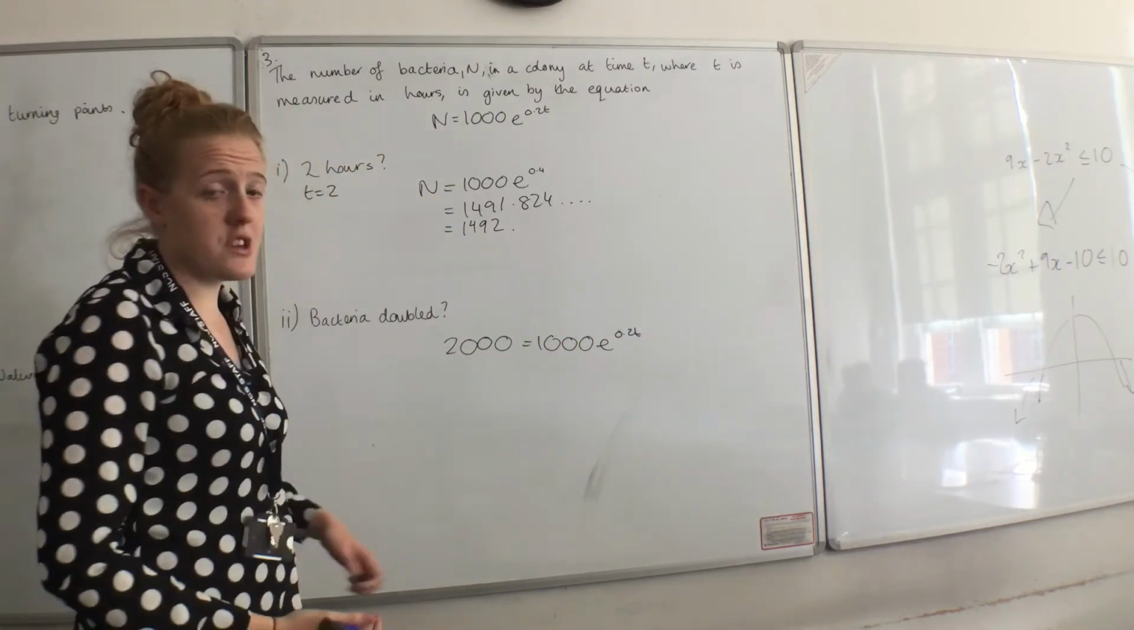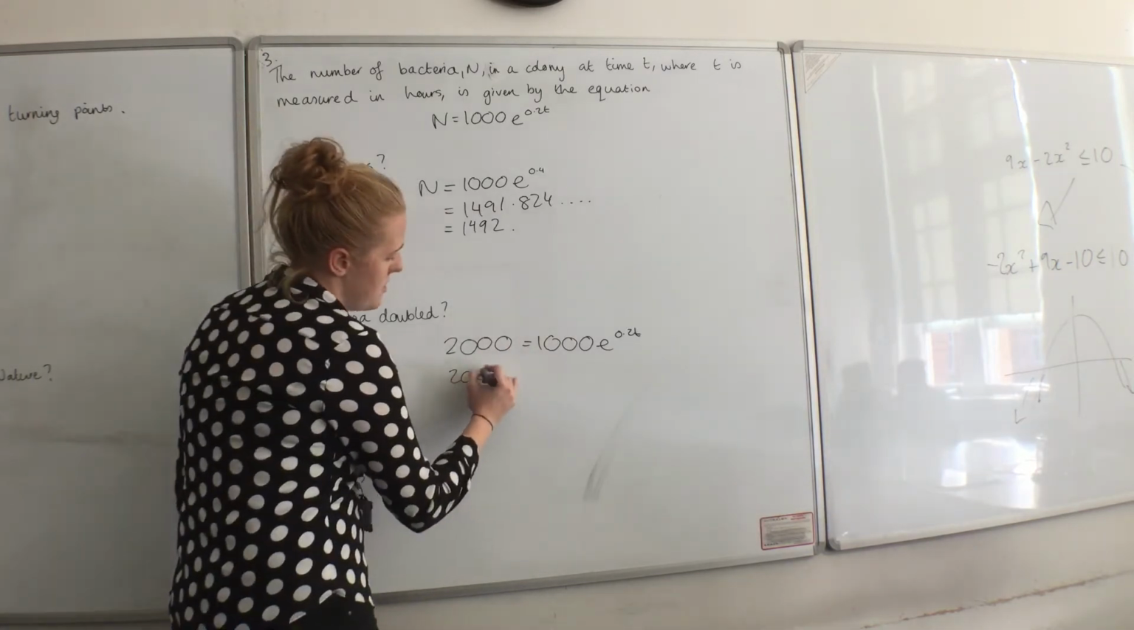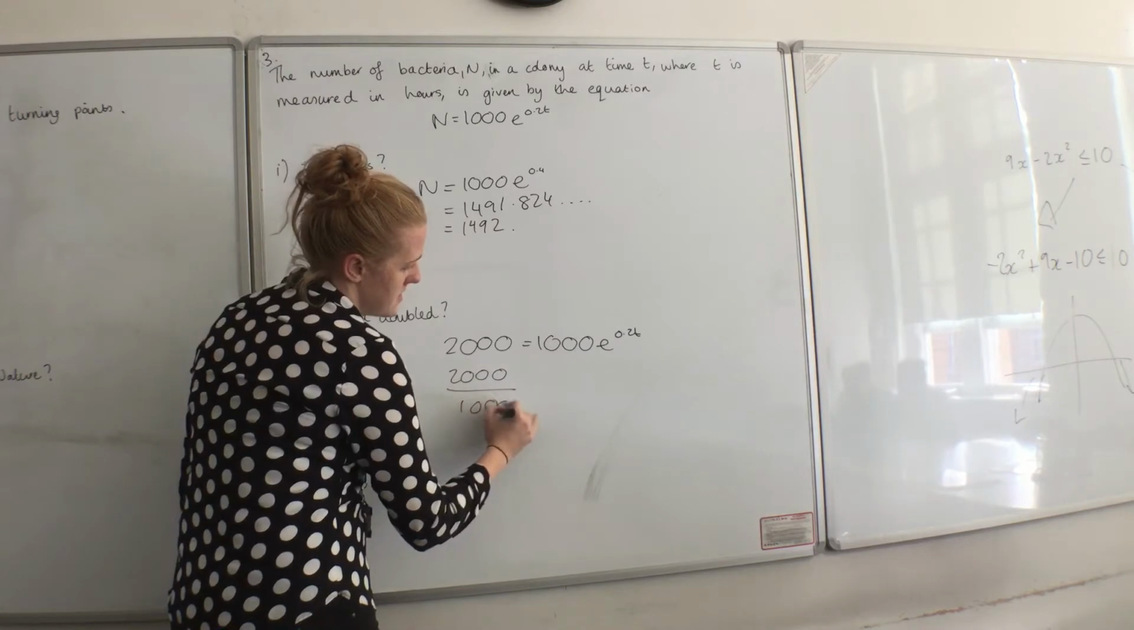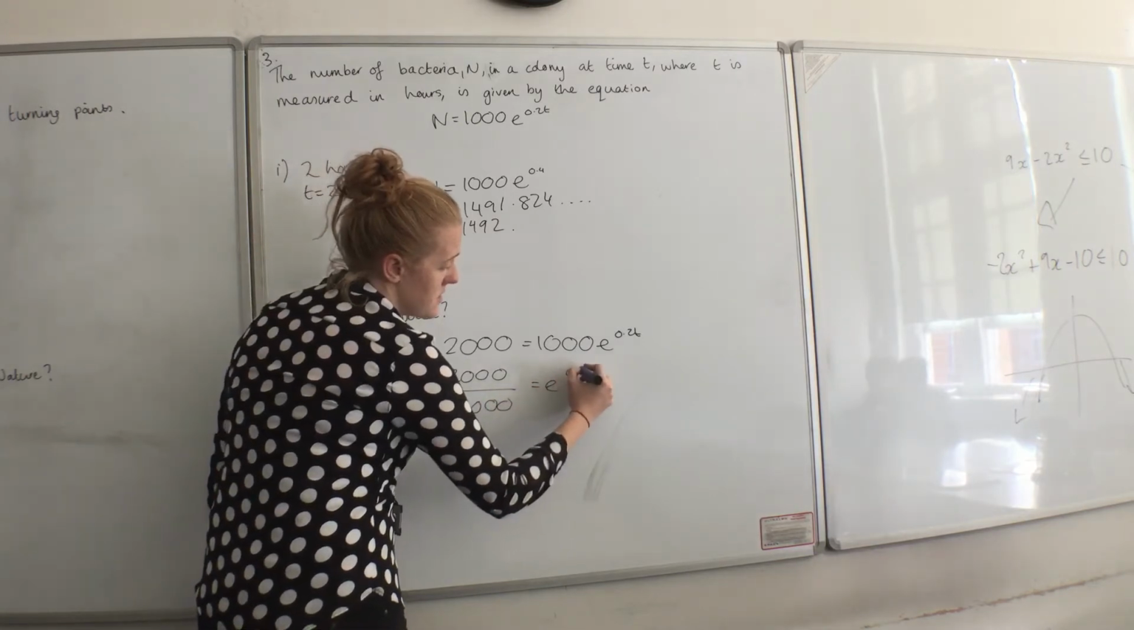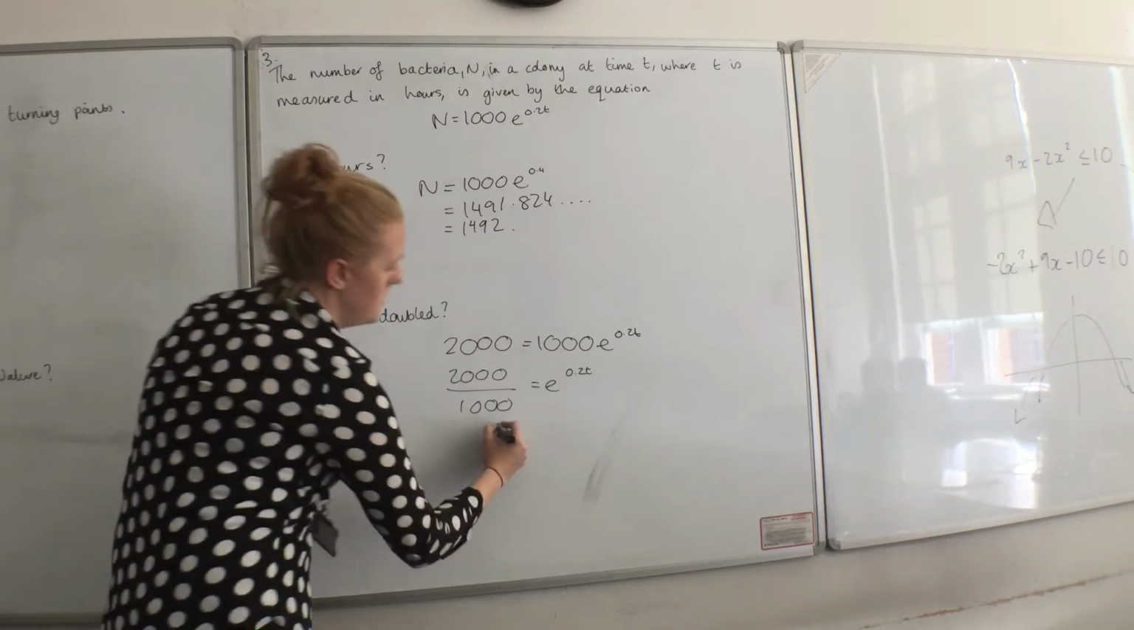Okay. Now we're just looking at trying to solve this. So I can simply divide my numbers. So I've got 2,000 divided by 1,000 is equal to e to the 0.2t. This is obviously going to simplify to 2.